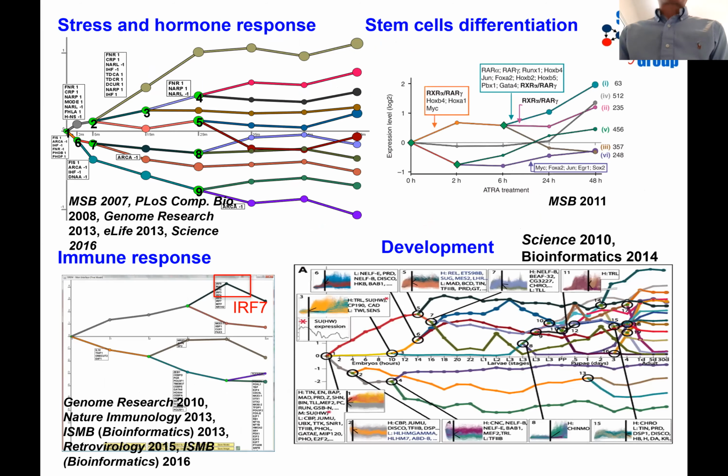This method we call DREM, and we applied it very broadly to model a lot of different types of data, including several responses and several differentiation networks. More recently, this is not shown on this slide, but a lot of the work we have been doing with this method is focused on something called single cell analysis, so data within single cells, and the method can be extended to model that as well.